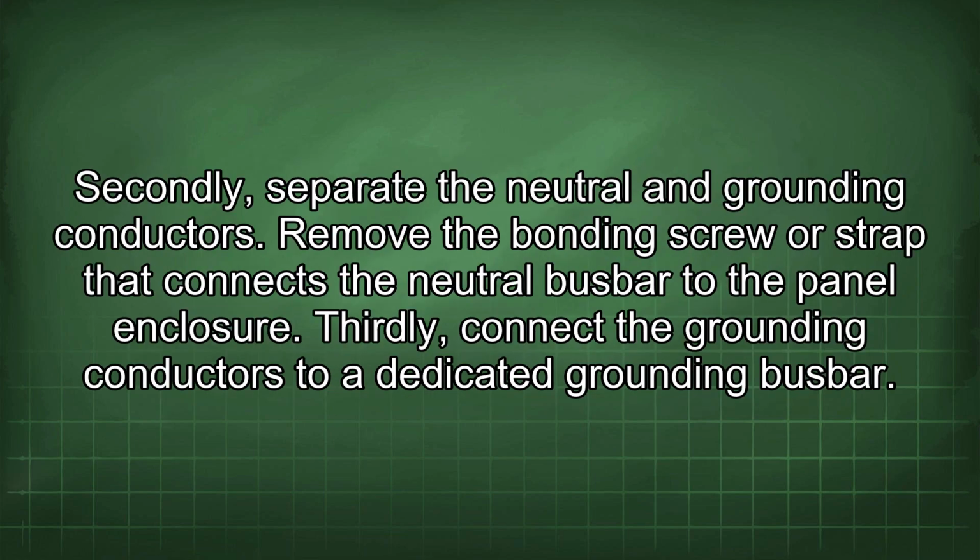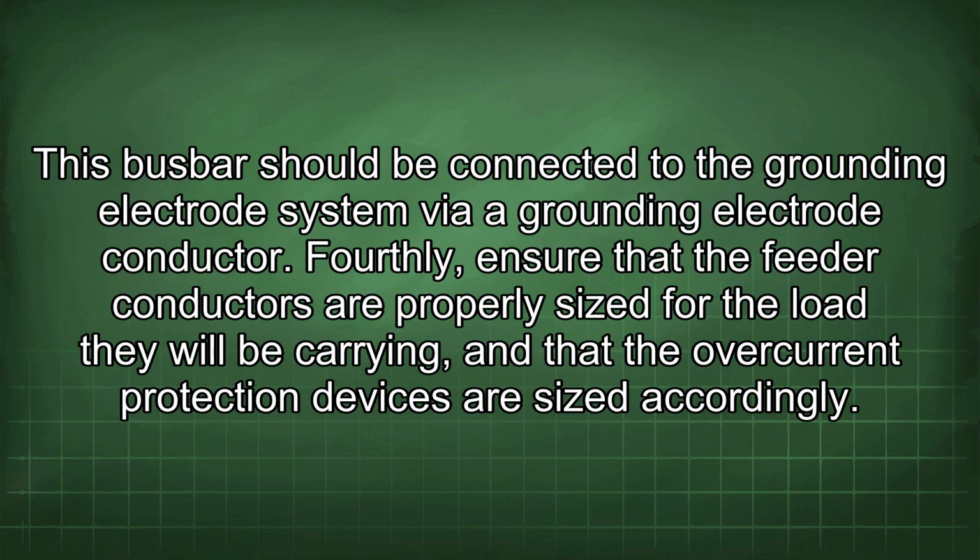Secondly, separate the neutral and grounding conductors. Remove the bonding screw or strap that connects the neutral busbar to the panel enclosure. Thirdly, connect the grounding conductors to a dedicated grounding busbar. This busbar should be connected to the grounding electrode system via a grounding electrode conductor.